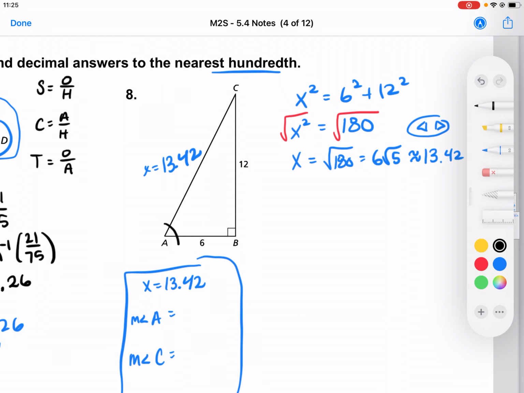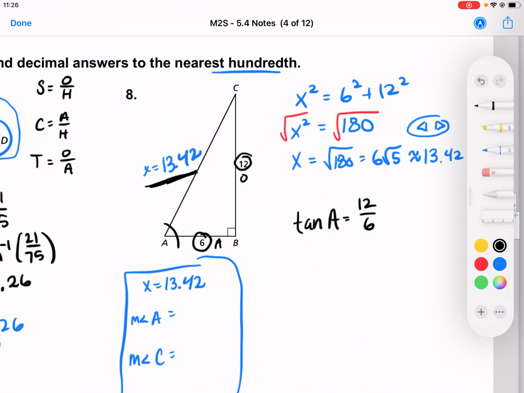So let's find sine of A. So the opposite side would be 12. My hypotenuse would be 13.42. Actually, I'm going to back up. I'm not going to use sine because I don't want to use the decimal. It's fine if you do. But I often like to try to use the ones that don't have decimals on them. So I'm going to use the tangent because that's opposite and adjacent. And the only reason I'm doing this is because then my answer is a little bit more exact.